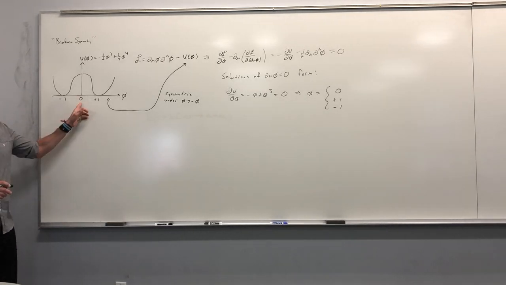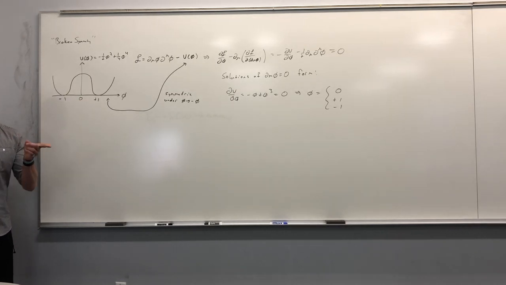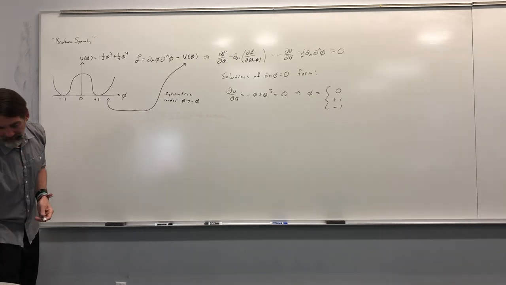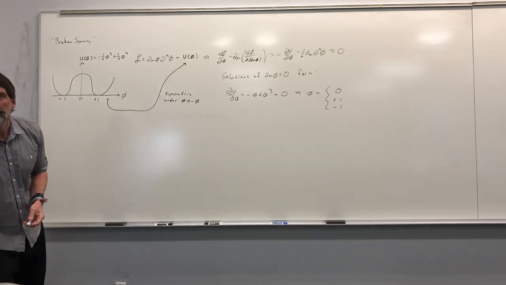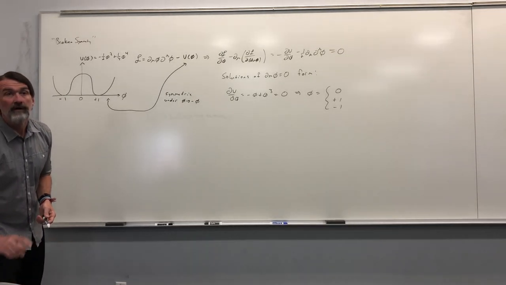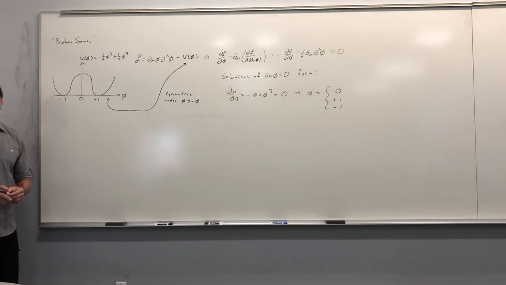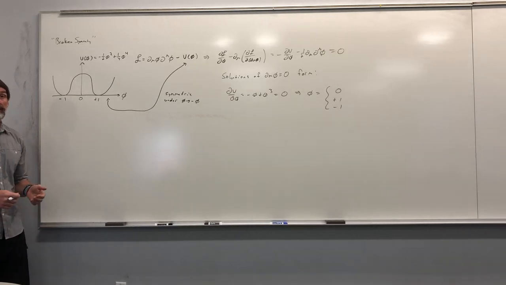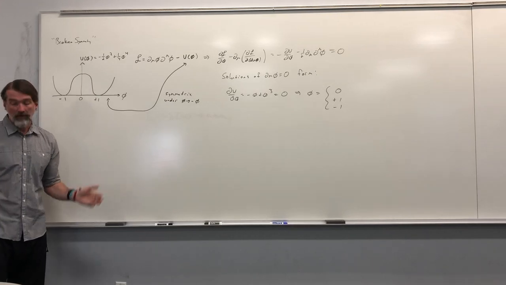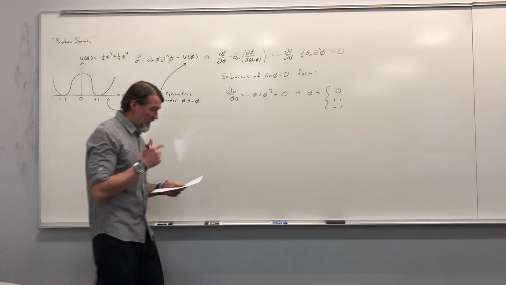Is the solution 0 symmetric under the exchange of phi to minus phi? Yes. Good. Is plus 1 symmetric under phi goes to minus phi? I mean, is phi equals plus 1 the same if you send phi to minus phi? No, it becomes minus 1. Yeah, we're interchanging 1 and minus 1, and therefore minus 1 is not symmetric either. Okay, 0 is the same if you send phi to minus phi.